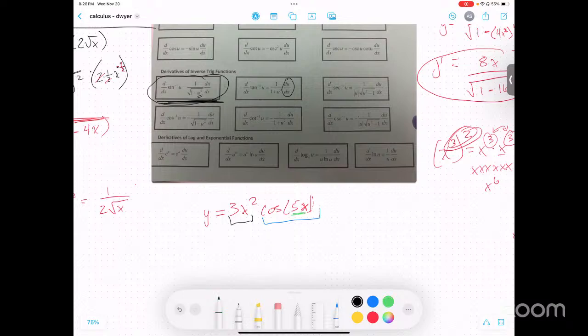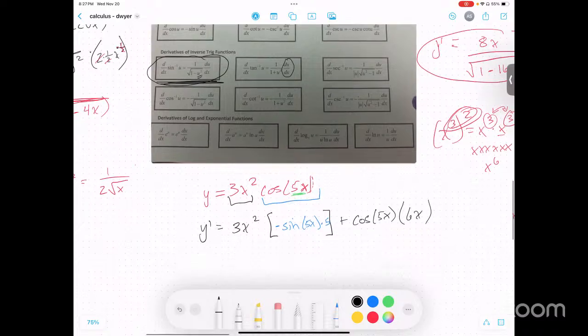So what's the derivative of one of these functions? Well, you take the first one and multiply it by the derivative of the second. And what's the derivative of cosine? Negative sine, and leave the 5x in there, but then multiply it by 5 on the outside, because that's the inside of it. Chain rule. Follow? Plus the second function times the derivative of the first function. What's the derivative of 3x squared? 6x. Perfect. Now let's clean it up.